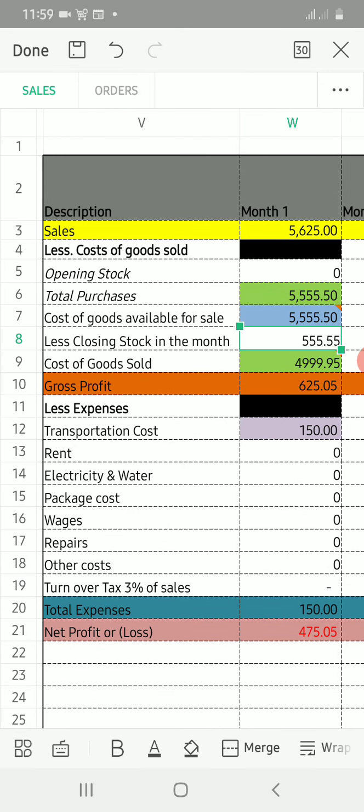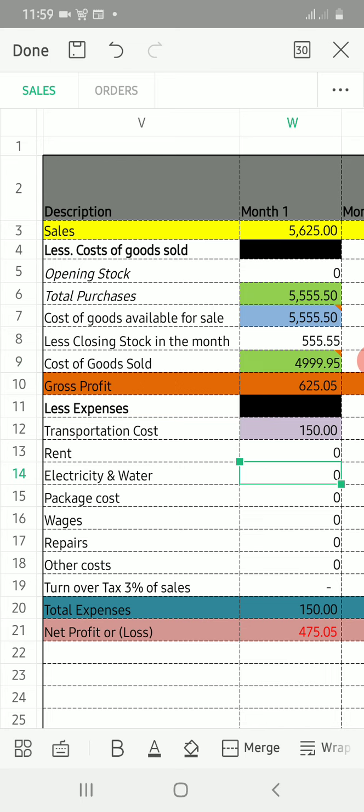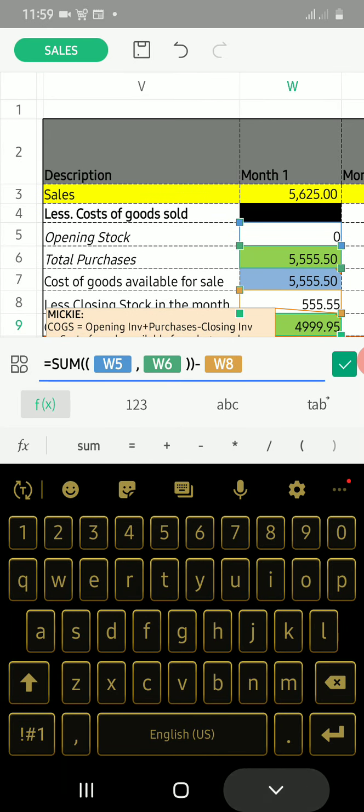Okay, so when you have already inputted the closing stock for the month, these other cells will update themselves automatically, and I have added the comments there. Like you can see, the cost of goods sold, or the COGS, will be the same as opening inventory. You add the purchases, then you subtract the closing inventory. Or you can also say cost of goods available for sale plus the purchases, then you less the closing inventory. But don't worry about that, the cell will calculate for you.